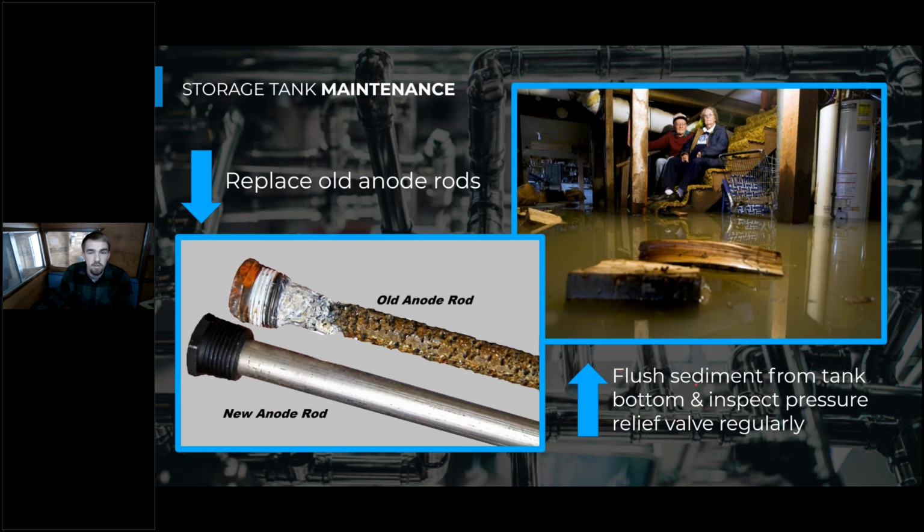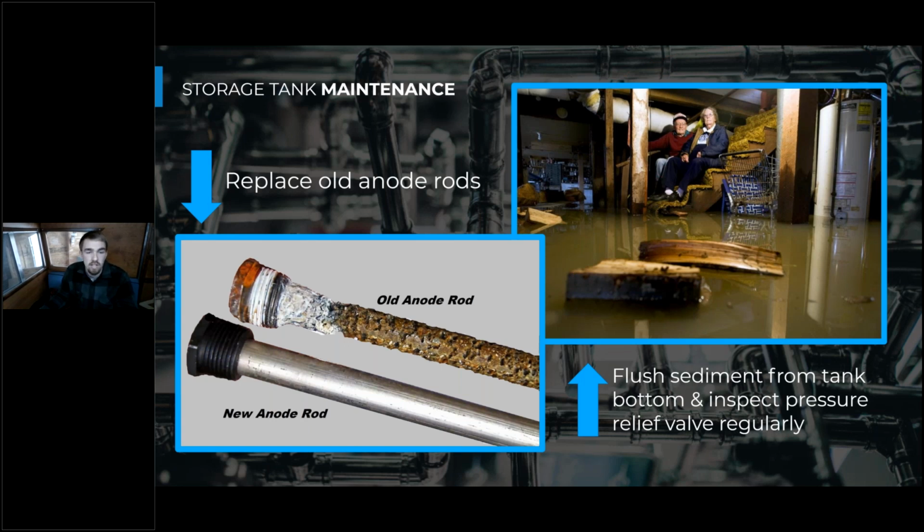So your tank will last a lot longer if you keep those anode rods up to par, so then they can be the sacrificial metal that the reactions from the water attacks, rather than the steel in your tank that can degrade and then eventually burst to the point where you're in this situation that this nice older couple's in, where they now have a pond in their basement. So you want to make sure you're replacing those on a basis that the tank manufacturer recommends.